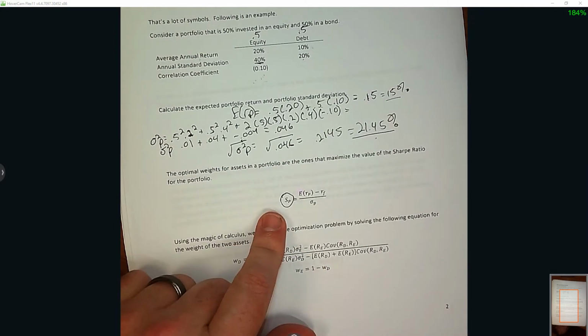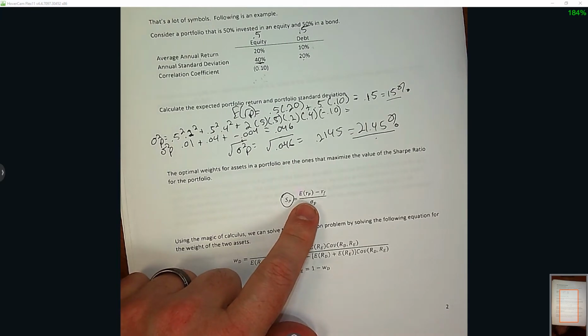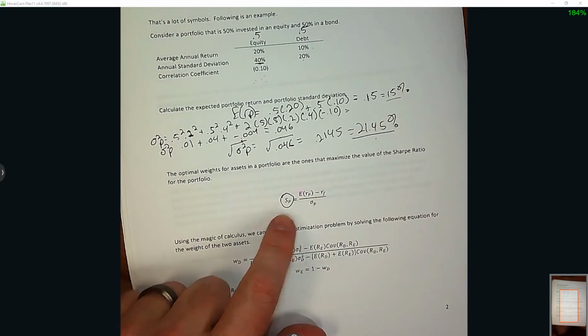So the Sharpe ratio is equal to the expected return for a risky portfolio minus the risk-free rate divided by the standard deviation of that portfolio.